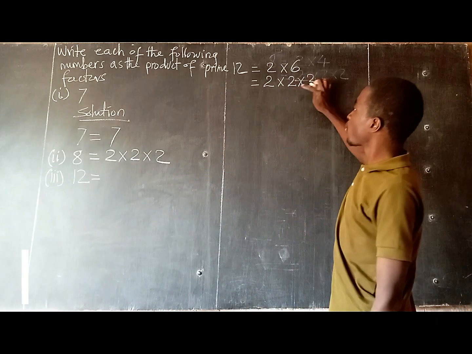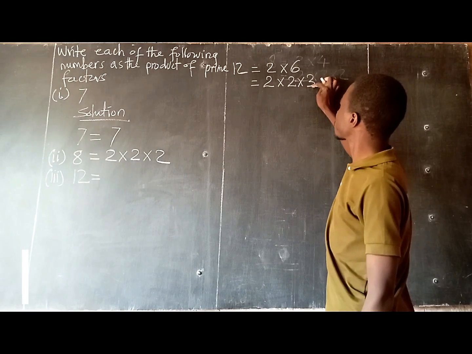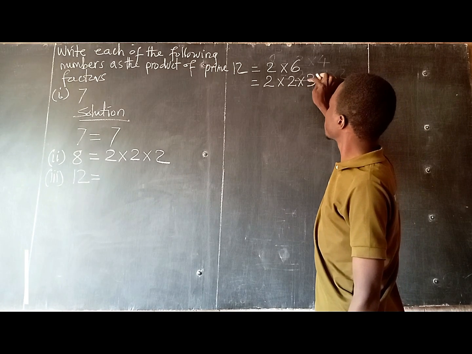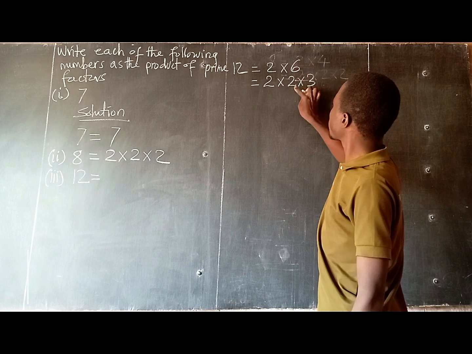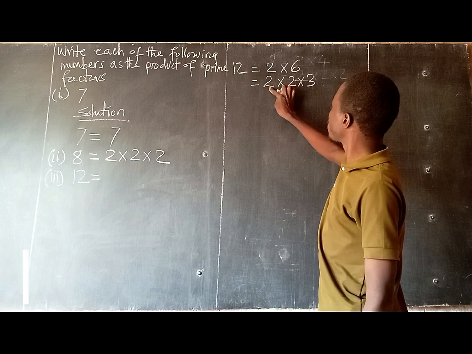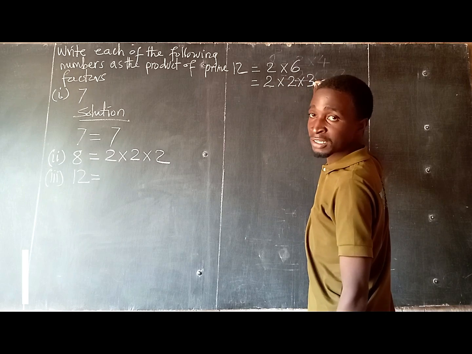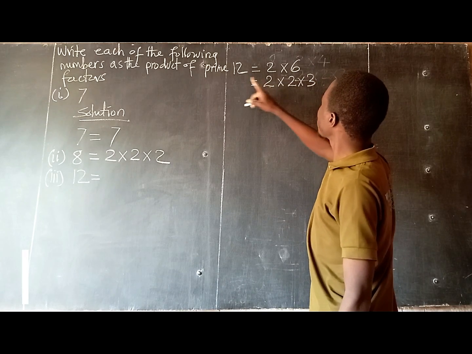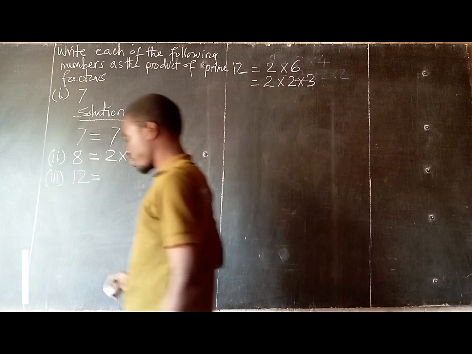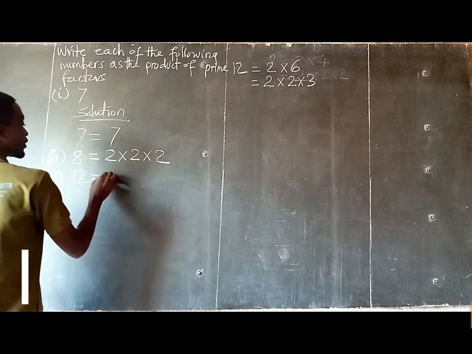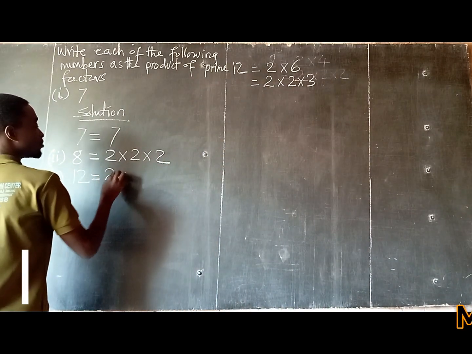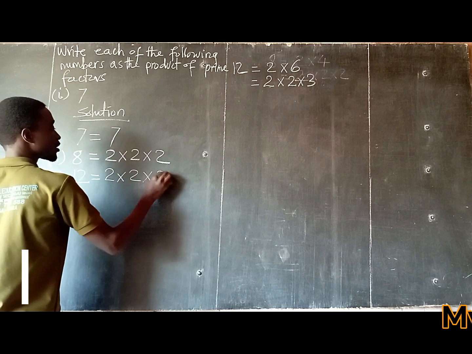Now you will see when you take 2 times 3, we get 6. So 6 times 2 is 12. Now, 2 is a prime number, 2 is a prime number, and 3 is a prime number. So to write 12 as a product of prime factors, it will be 2 times 2 times 3.